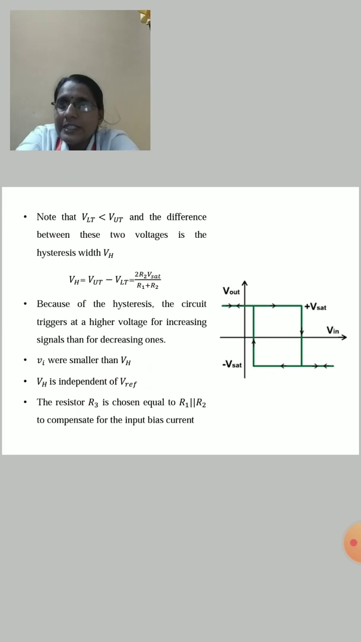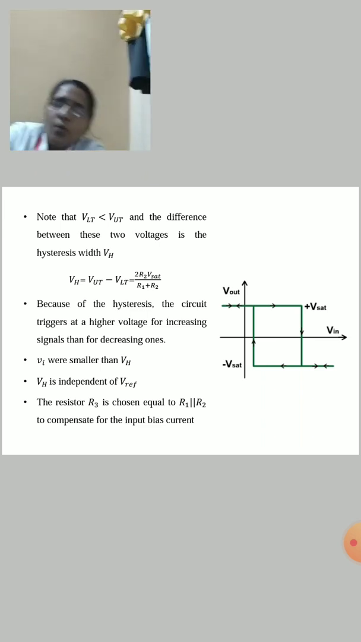The hysteresis is also called dead band or dead zone. The difference between VUT and VLT is called width of hysteresis, denoted as H. So H equals VUT minus VLT. The Schmitt trigger eliminates the effects of noise voltages. So the noise voltages less than hysteresis cannot cause triggering.